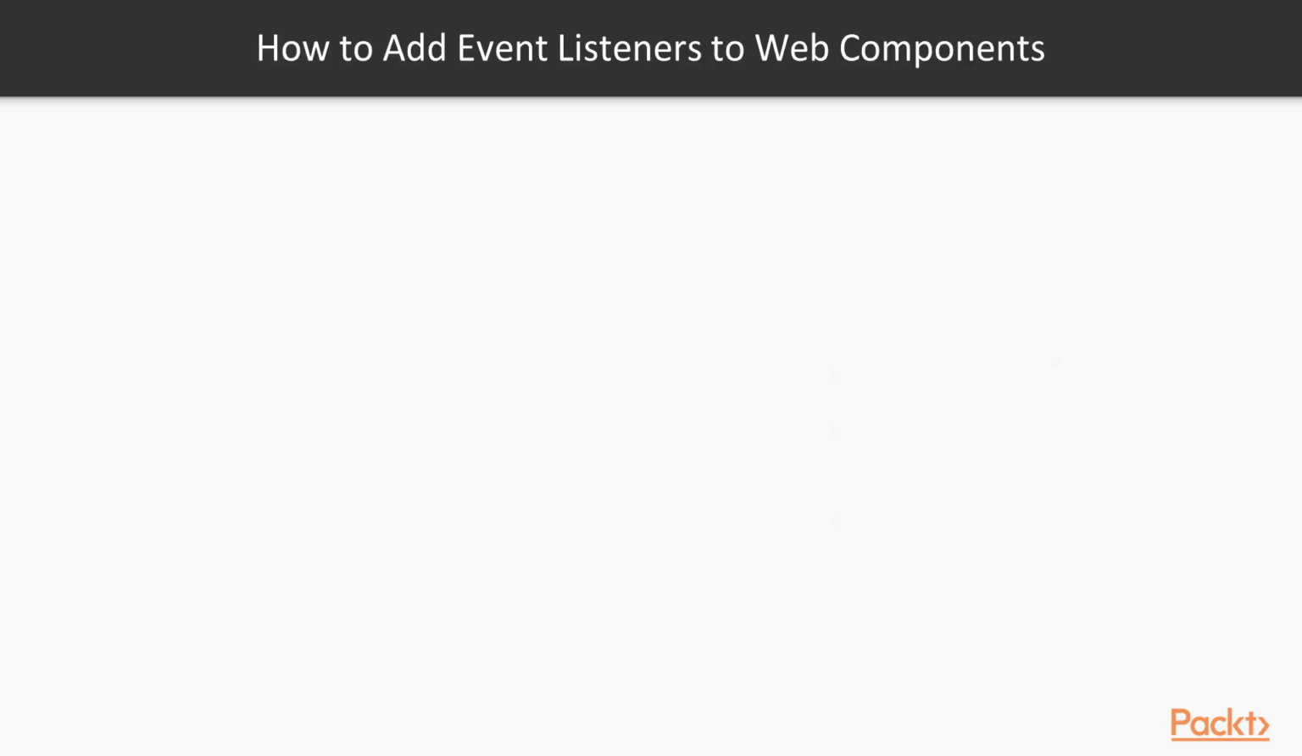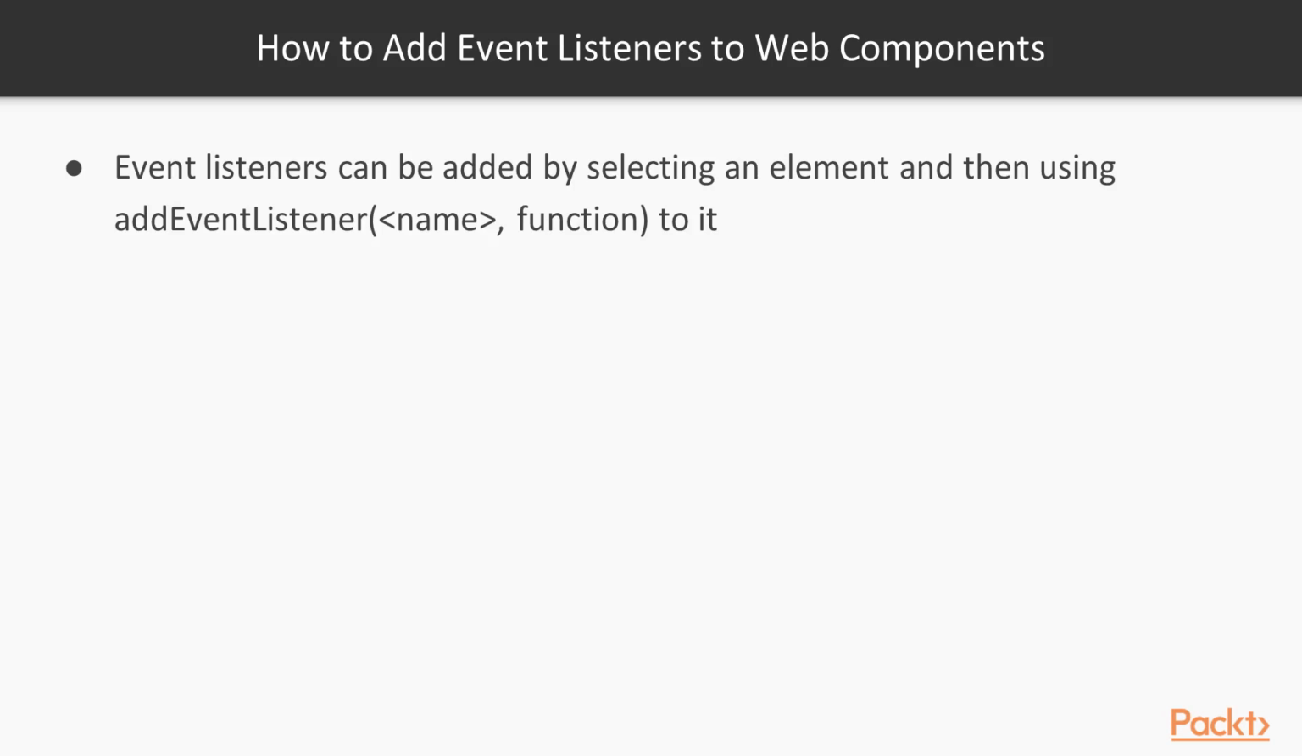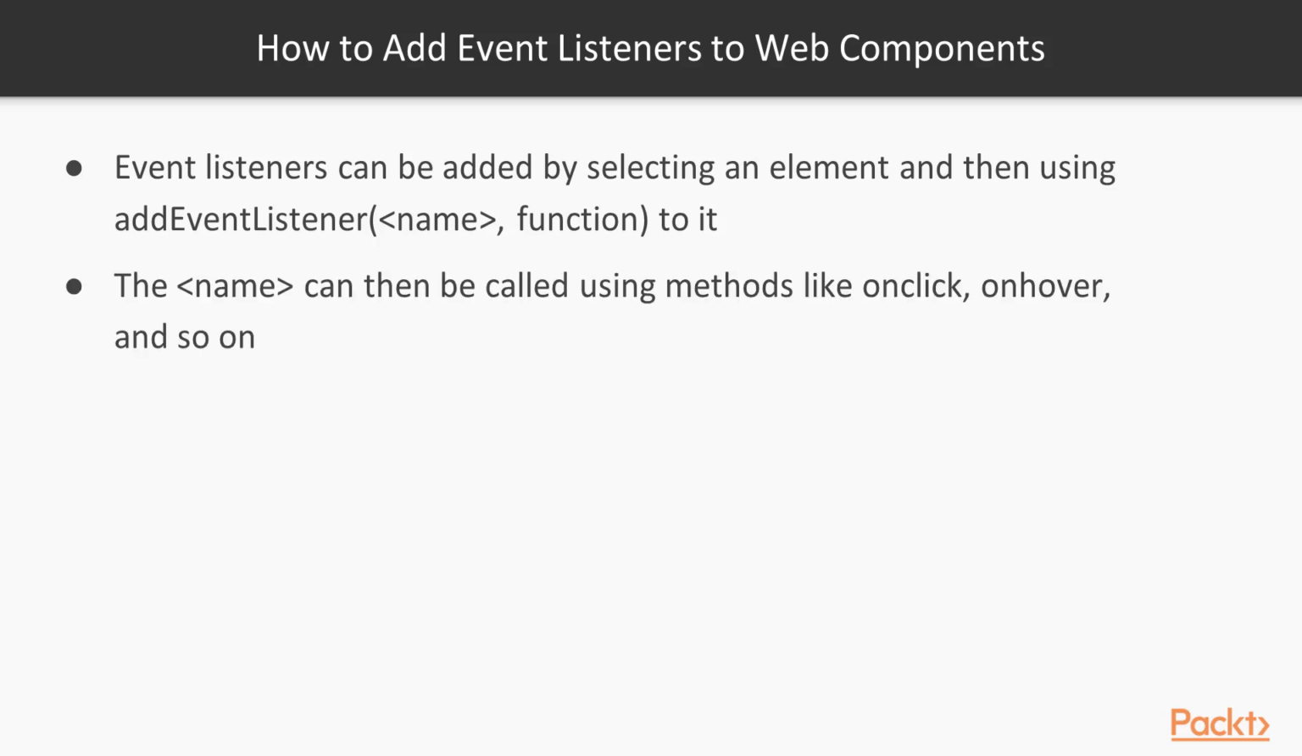So how do we add event listeners to web components? Event listeners can be added by selecting an element and then using addEventListener, followed by the name of the event and a callback function. This name can then be called using methods like onClick, onHover, or just by dot click, dot hover, and so on. So now let's quickly move to our code and try to understand how we can bring about modifications and add events and event listeners to our web components.